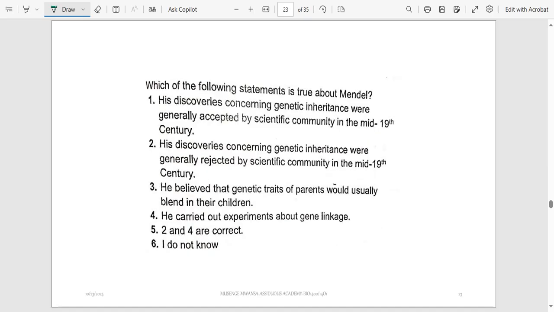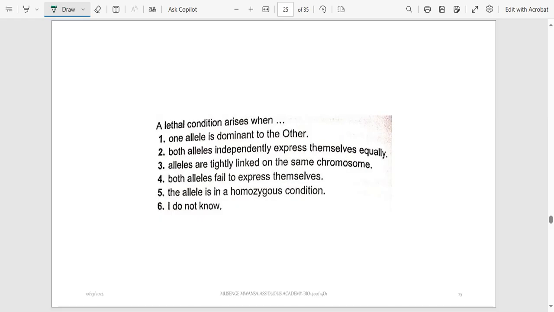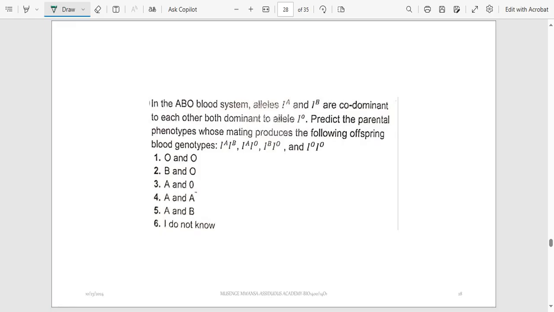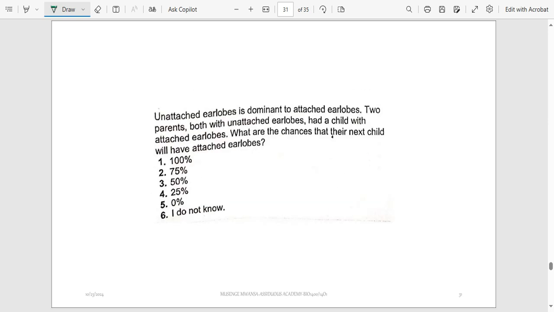Study the homologous chromosome. We already answered this, and we already did this. The idea that different pairs of alleles are passed to offspring independently is Mendel's principle of independent assortment. We'll talk about allelic genes later. From a cross of heterozygotes, which of the following ratios indicate presence of allelic genes? We'll talk about that later. Someone who is homozygous has only one dominant allele for a gene, really not. Only one recessive allele, no. Two different alleles, no. Neither dominant nor recessive, no. Two copies of the same allele, yes. Okay, it's two copies of the same allele. Answer this one also later.